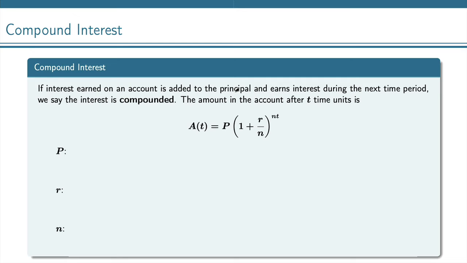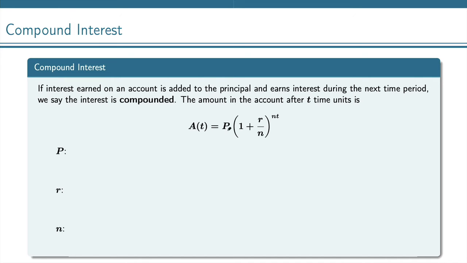So, for example, if I put $100 into an account and it earns $5 in interest, during, I don't know, maybe the first year, then I have $105 in there. And so for the next year, I'm going to earn interest on the total $105. Okay, that is what compound interest is. And we have this formula that tells us what it is.